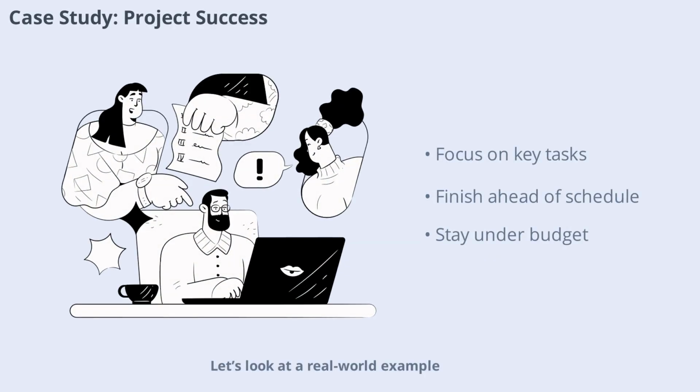Let's look at a real-world example. Imagine a project team that used priority-based allocation to focus on their most important deliverables. By concentrating resources on key tasks, they finished ahead of schedule and under budget. This case shows how smart allocation can drive success.